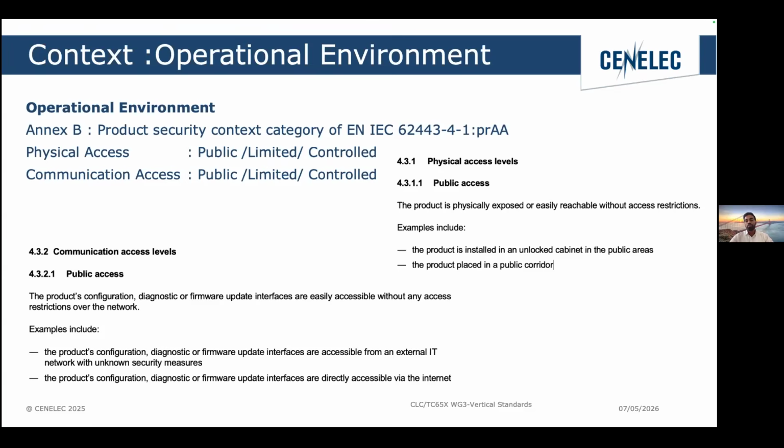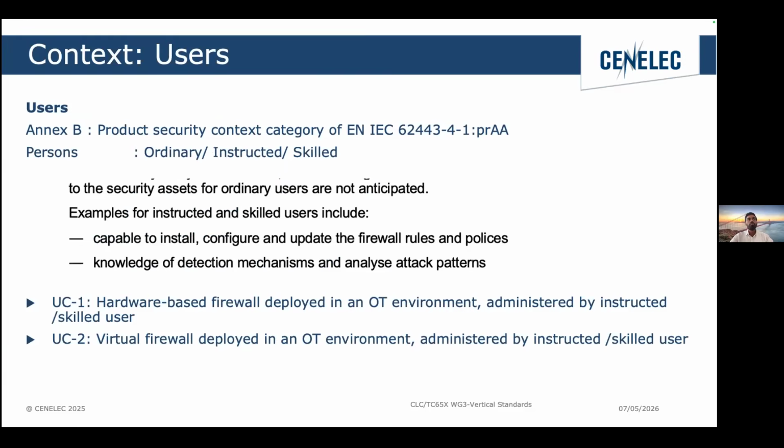So we establish the product functions and architecture, we establish the environment where the product can be placed, and who the users are. So who is going to interact with the products, right? This is also based on Annex P, product security context, EN IEC 62443-4-1. And in the Annex, there are three categories: ordinary, instructed, and skilled. So instructed is someone who is trained, and skilled is someone who has advanced knowledge to operate the product.